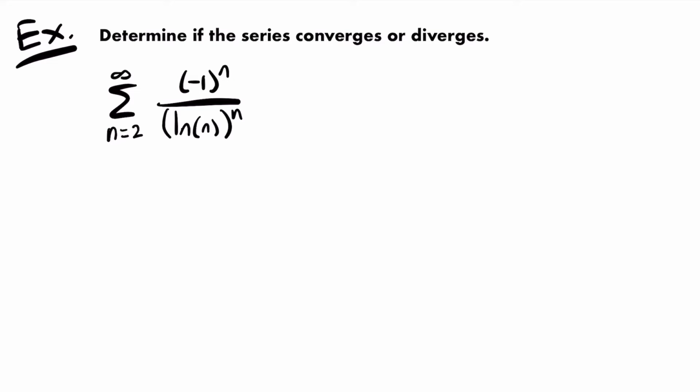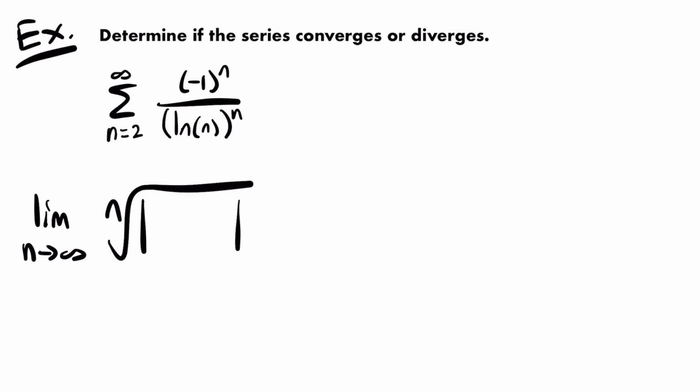Okay, now once again, this series includes some powers of n, right? We have -1 to the power of n in the numerator, and we also have the natural log of n raised to the power of n in the denominator. Now this -1 to the power of n is actually going to be canceled out by the absolute value bars via the root test, but because we still have this nth power in the denominator, it's still going to be a good idea to use the root test. So we'll have the limit as n approaches infinity of the nth root of the absolute value of -1 to the power of n divided by the natural log of n to the power of n.